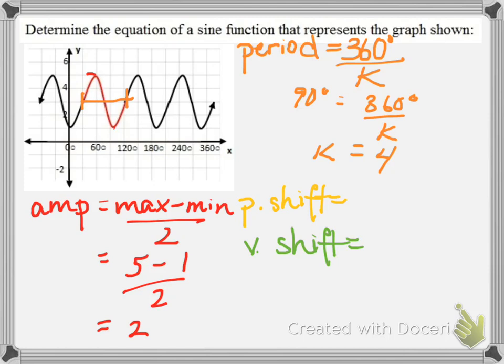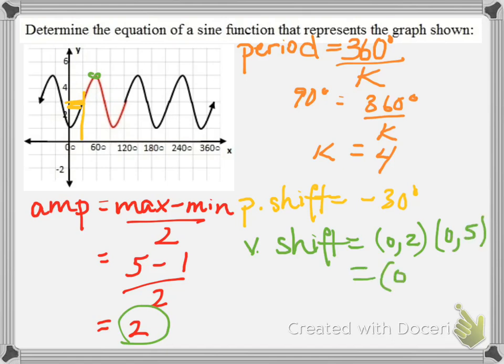Now we're going to figure out the phase shift. Let me just erase all this stuff. Okay, so the phase shift is going to be 30 degrees, and we can see that because the graph starts here. So it's negative 30 degrees, and the vertical shift, I know it's 3. How do I know that? Well, I know that because the amplitude is 2, and the axis would be at 0, 2. But the max here starts at 0, 5. So the difference between those is positive. It's 0, 3. So the vertical shift would be 3 units up.